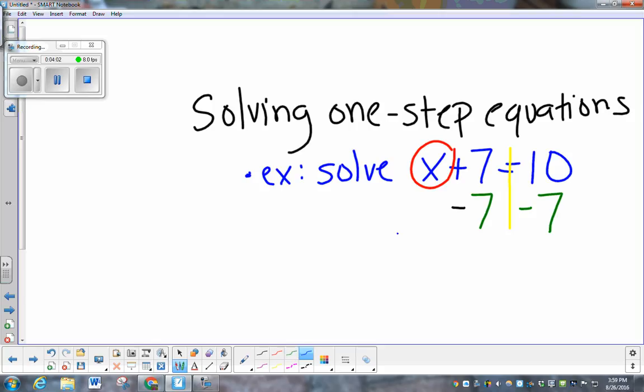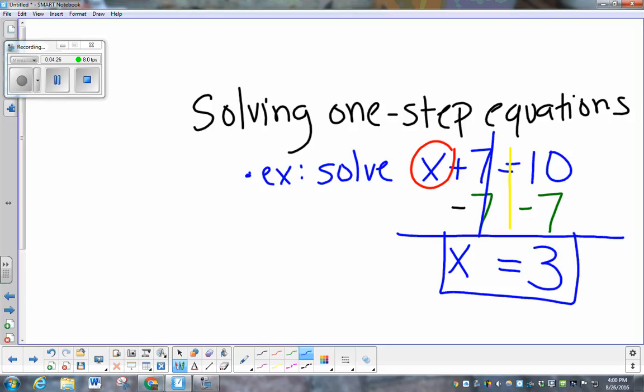Then you can think to yourself, okay, what do I have left here? I like to draw a line to show I'm adding up what I have. Well, positive 7 minus 7, that's 0, and x plus 0 is just x. So those go away. We're left with x here. And on the other side of our line, which is where our equal sign always stays, is 10 minus 7, which is 3. Now you can check your solution here. I know that you already know this one's right, but you can plug it back into this equation. 3 plus 7 is 10. So we know we were right. x is 3. That's it. Hopefully, I hope you remember that from last year.